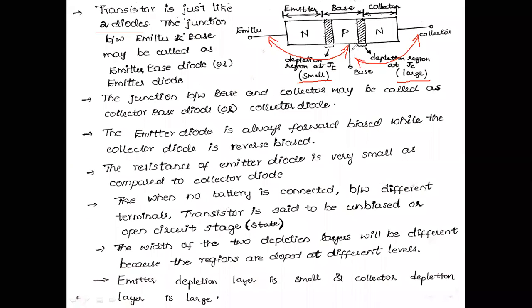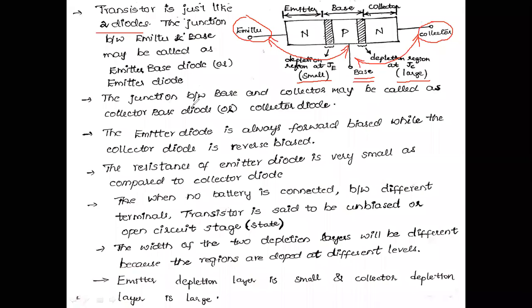This base is the common terminal between both the collector and the emitter. So I can take the importance with respect to the emitter only. Only the emitter is going to be considered, and the collector is going to be considered. Why? Because this is the common terminal, that is the base here. That means I can take this p-type and n-type semiconductor material as one diode, the emitter base diode, or emitter diode.